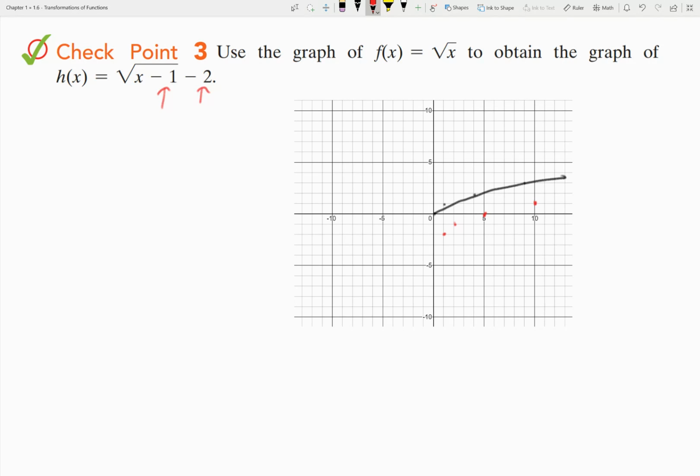Okay. The other way to do it is to, from the starting point, count right 1 up 1, right 4 up 2, right 9 up 3. Okay. Just like you would do for the original function. And there's my new function.